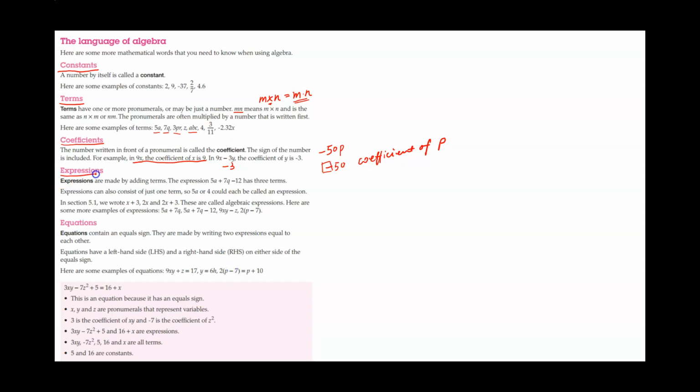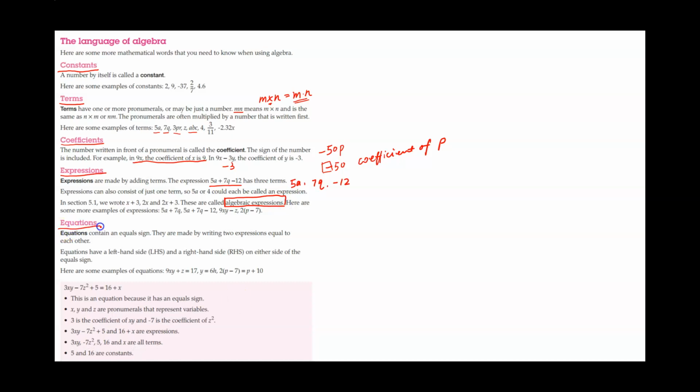Let's keep looking. Expressions are made by adding terms. So for example, the expression 5a plus 7q take 12. This expression has 3 terms. What are the 3 terms? The 3 terms are 5a, 7q, and -12. Okay, so these are the 3 terms of this expression. So basically, expressions are made by adding the terms. Okay, and these are called algebraic expressions.